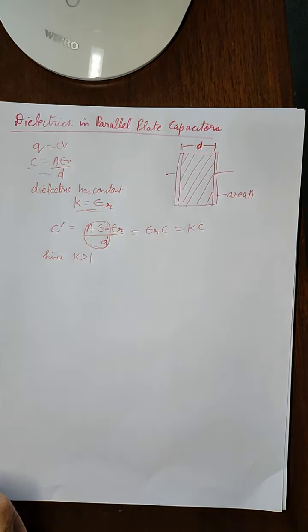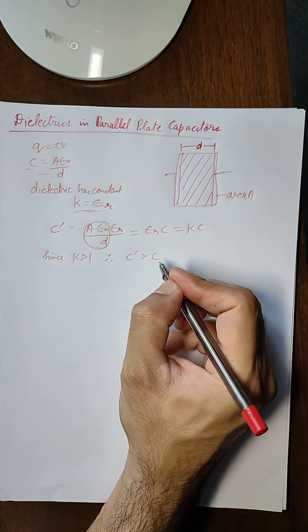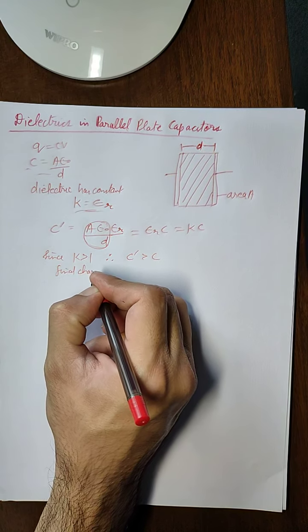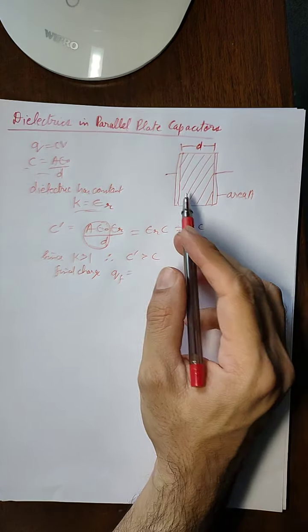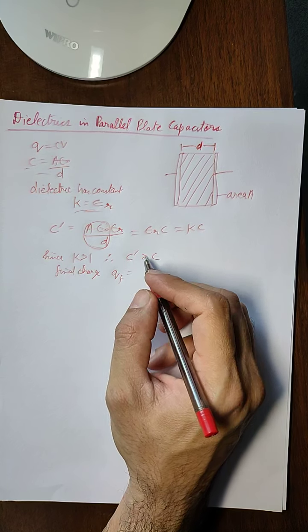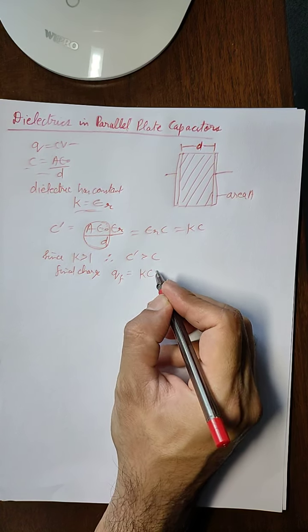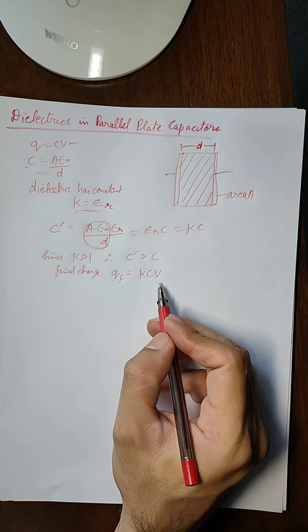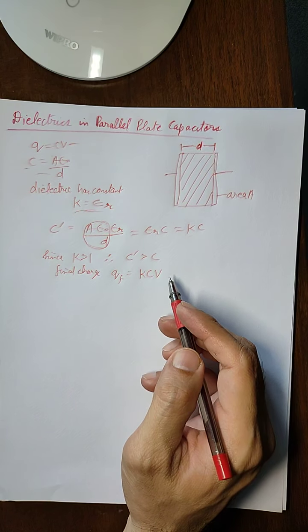This will be our new capacitance, and since K is always greater than 1, that means C dash will be greater than C. So the final charge QF on the plates: Q was CV, so QF will be equal to C dash into V, and C dash equals KC, so QF equals KCV.